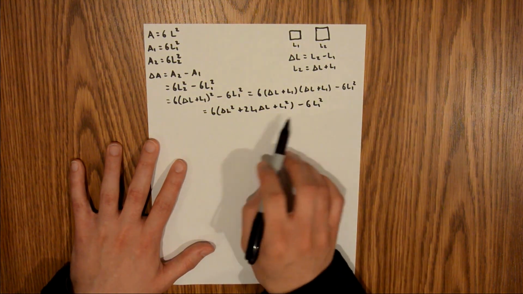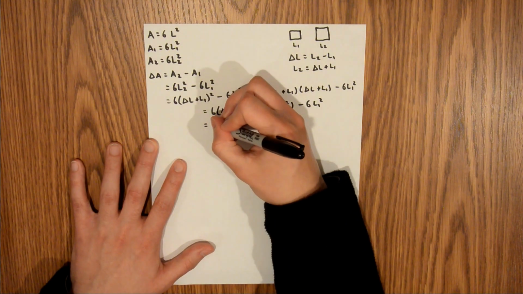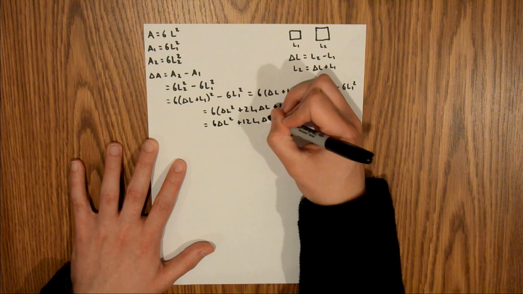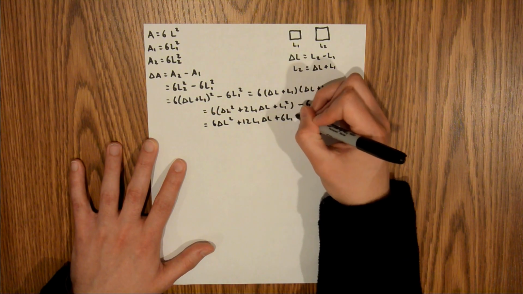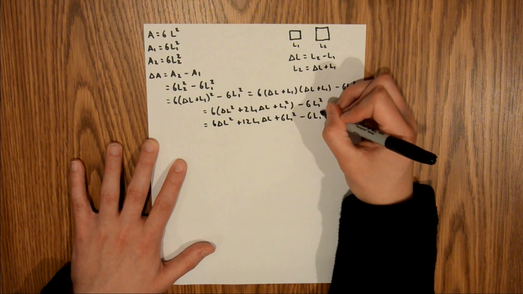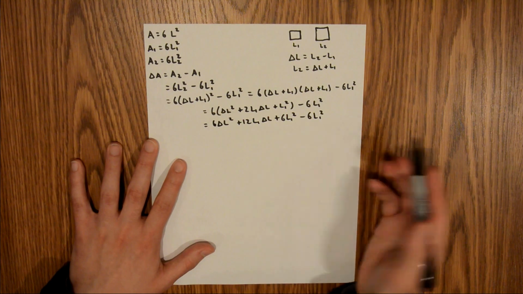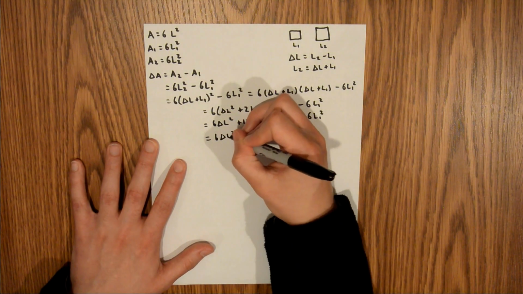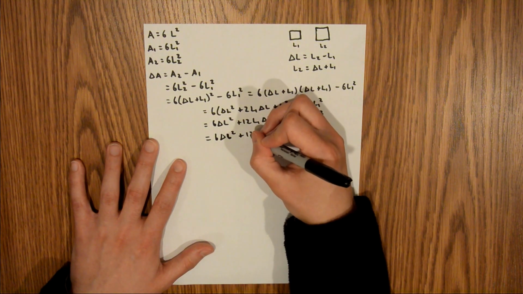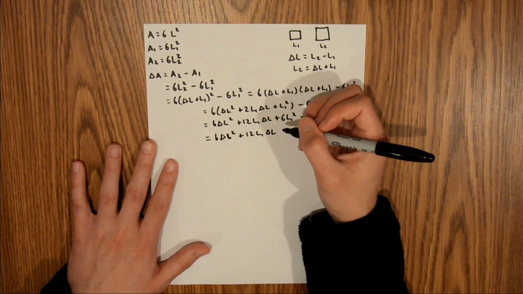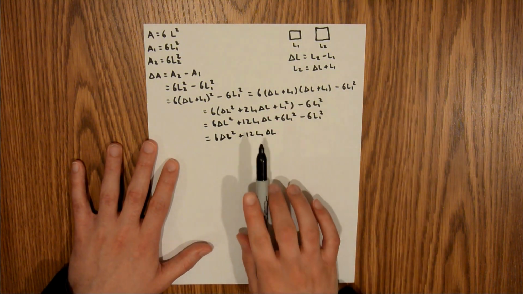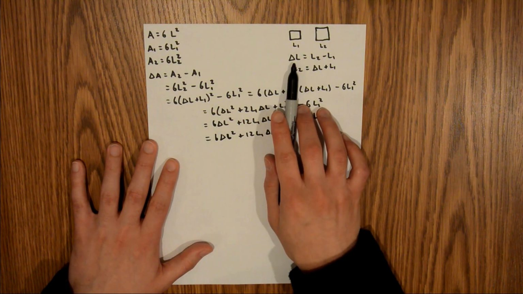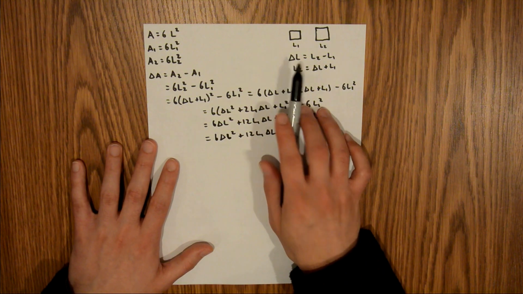Now I'm going to distribute this 6 out, and that's 6 delta L squared plus 12 L1 delta L plus 6 L1 squared minus 6 L1 squared. These two terms drop out, and we're left with 6 delta L squared plus 12 L1 delta L. Now, as I said before, we know L1, but we are not told what delta L is, but as I said up here, we can solve for it using a linear expansion equation.